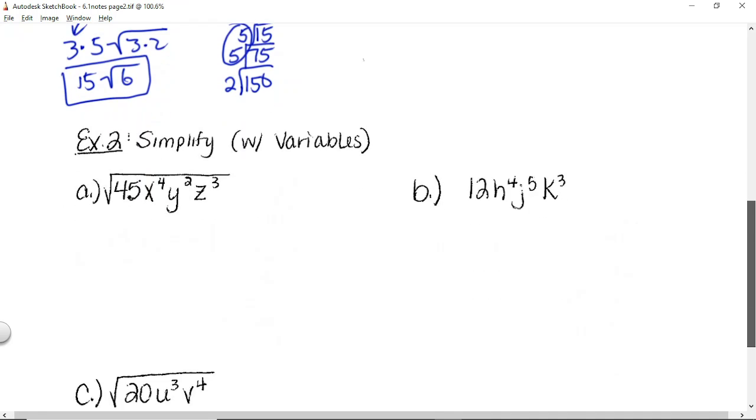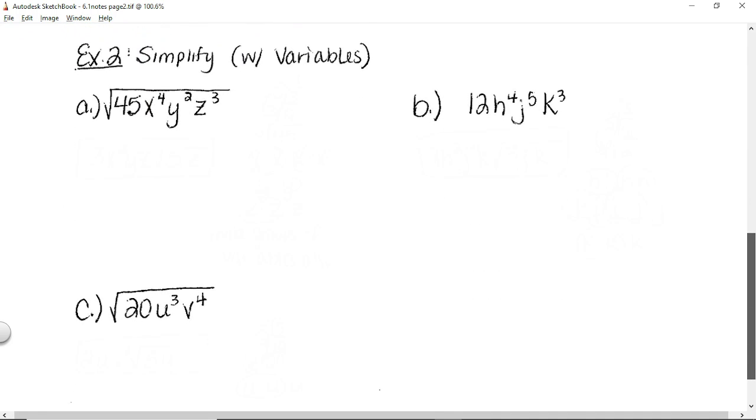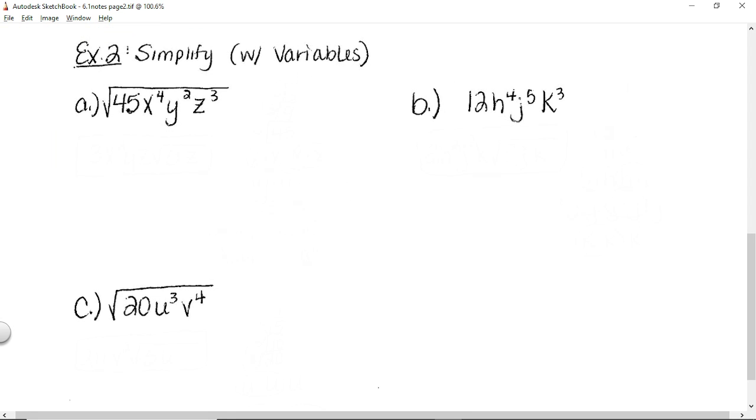Okay, so now we're going to look at some of these with variables. We did not do this in chapter 4. So you do it the same way as far as the numbers. But then the variables, we have to deal with them as well, right? So let's just cake this number, as we say. That's a 45 that's inside there. So let's do that first.